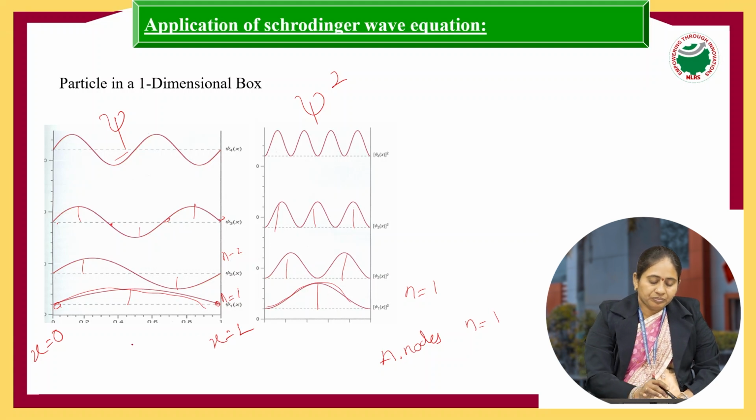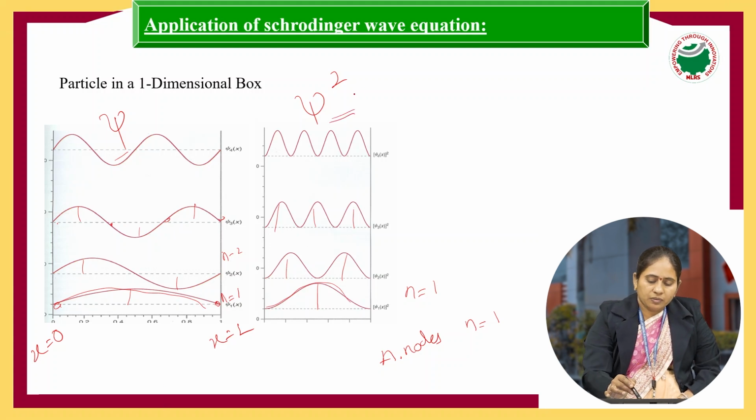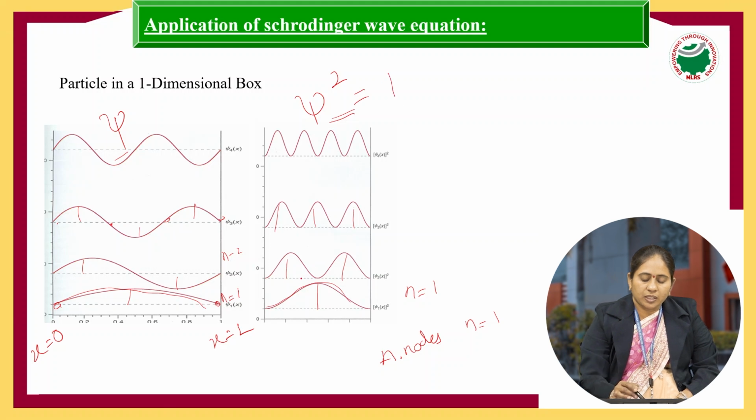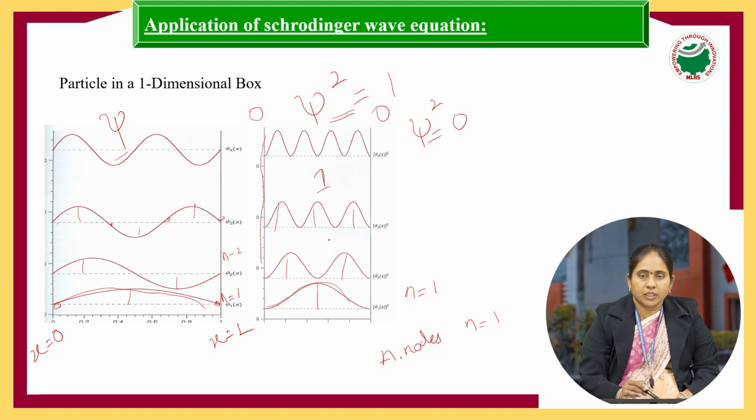Here psi square is the probability density function. If the probability density function is nonzero, you can say that the particle is present. If the probability density function is 0, the particle is absent. Here the probability density function is 0 at the walls of the box, and nonzero inside the box.